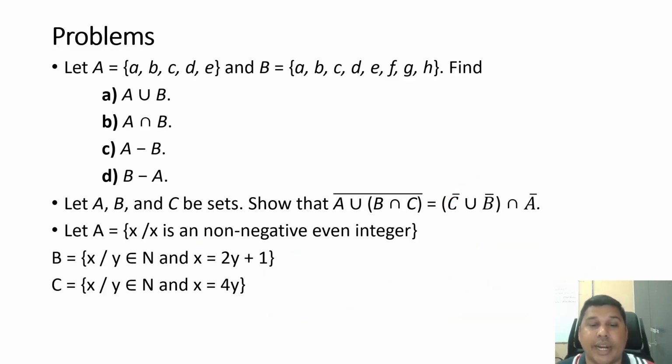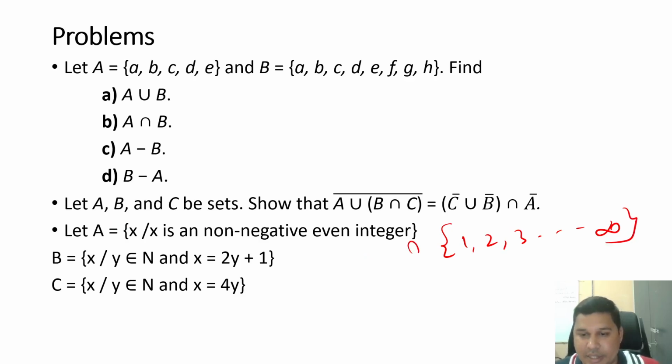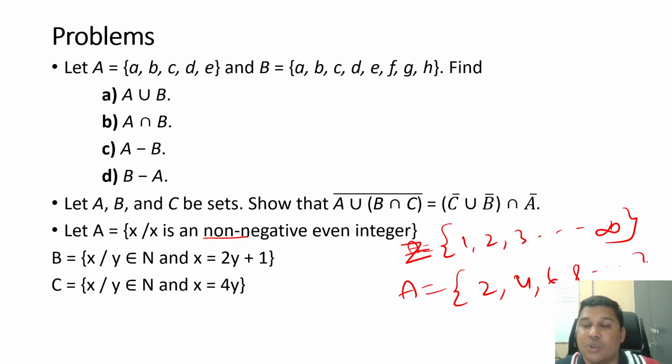So given x is a non-negative, even integer, and B is x where y belongs to N and x equal to y plus 1, meaning integers. So it is from 1, non-negative means 1, 2, 3, and so on to infinity. This is our set. So what is A? A is this, 1 to so on, because x is a non-negative even integer. So your integer set is Z, and A becomes only even numbers, 2, 4, 6, 8, and so on.